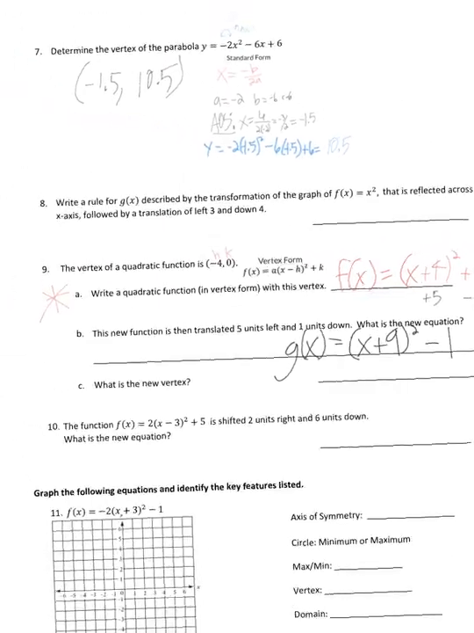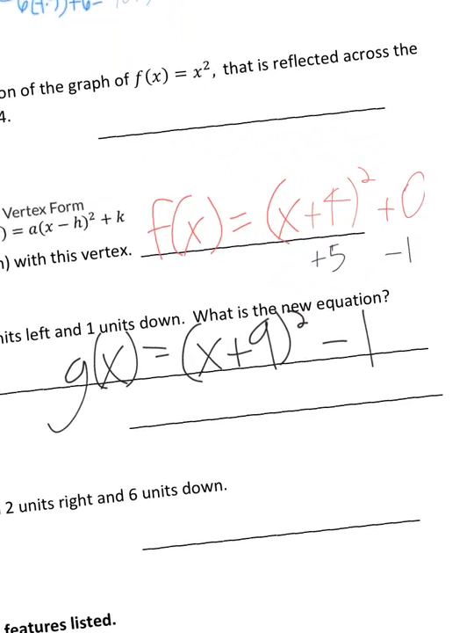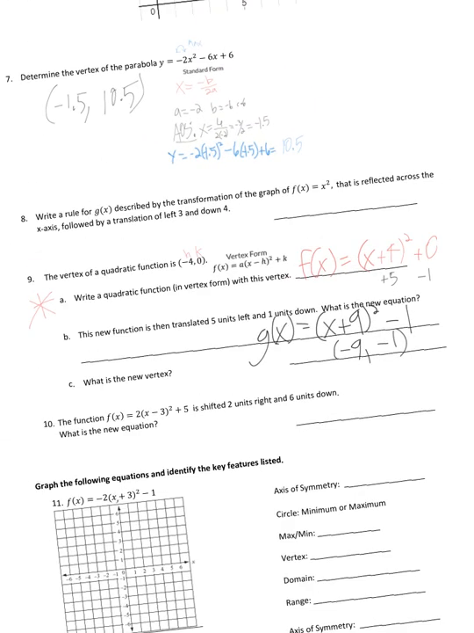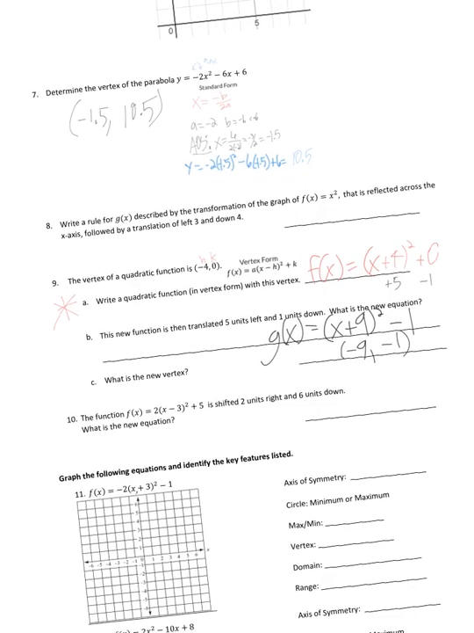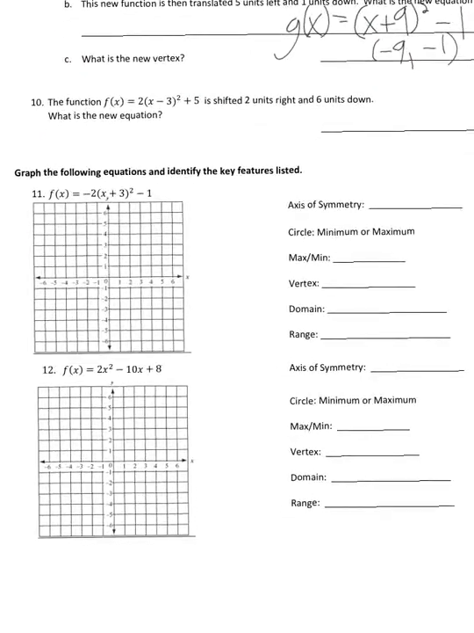So the next thing says, what is the new vertex? The new vertex would be at negative 9. Remember, backward sign on the inside, but normal sign on the outside. Negative 9, negative 1. Okay, so that's a good one to write down on your note card, if you were not completely following me on that. It's just one I recommend writing on the note card.